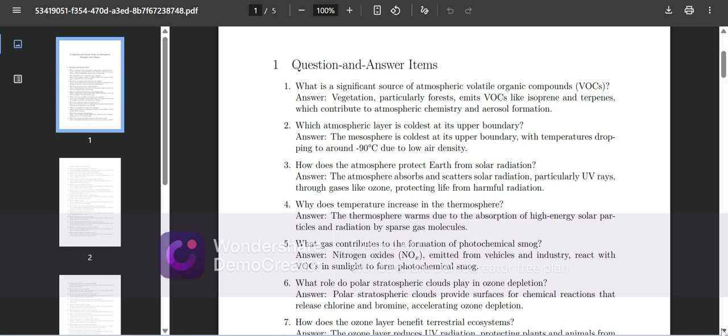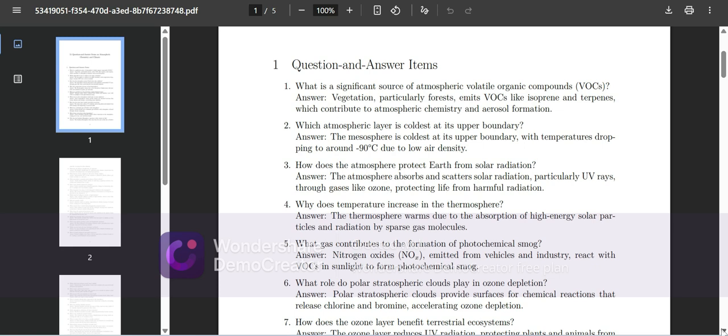Which atmospheric layer is coldest at its upper boundary? The mesosphere is coldest at its upper boundary, with temperatures dropping to around minus 90 degrees Celsius due to low air density.